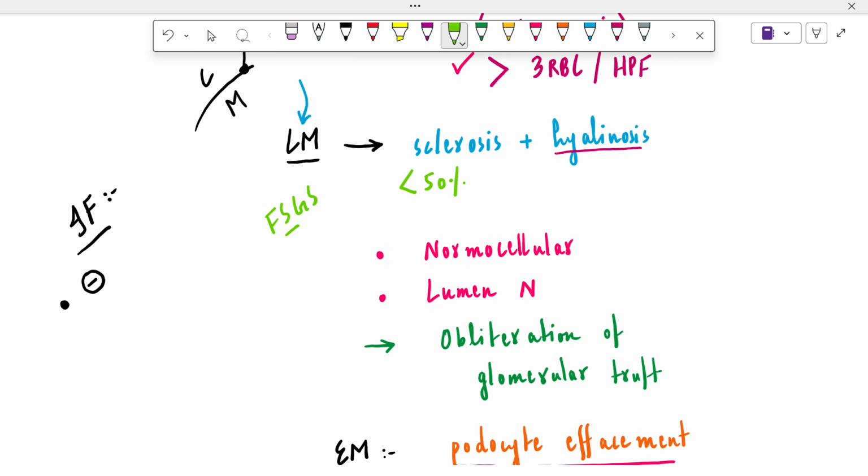Okay, in this one it is light microscopy, and we can see the circled area in which there is hyalinosis and sclerosis happening in the glomerular tuft. This pink material, the eosinophilic material, is hyaline, and it is deposited in the FSGS condition in glomeruli. Also in electron microscopy, we can see podocyte effacement. Podocytes have lost their foot processes. That is what we call podocyte effacement. Okay, so this was for today.